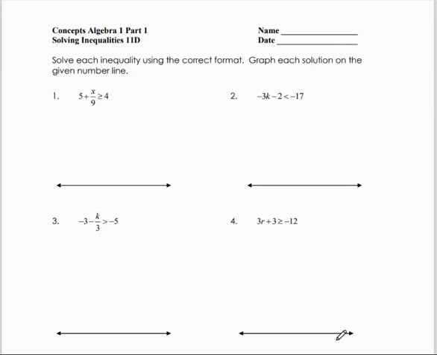Okay, so let's look at a couple examples from D. Number 1 we'll start with. To get our x alone, what do I need to move first? 5, 9, or 4? 5, good. It's a positive 5, so we will subtract 5. I now have x over 9 is greater than or equal to 4 minus 5, which is negative 1.